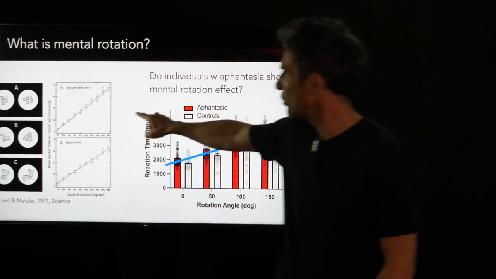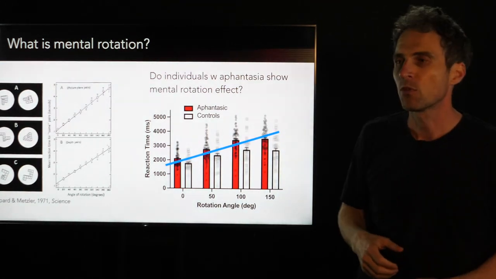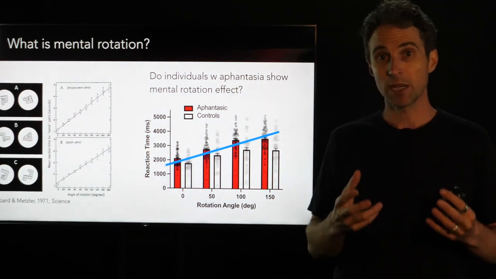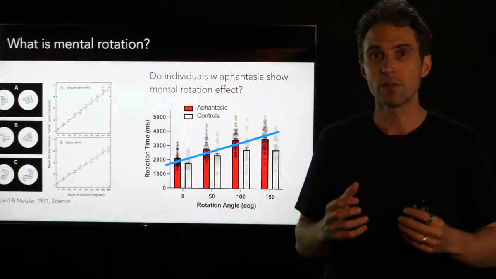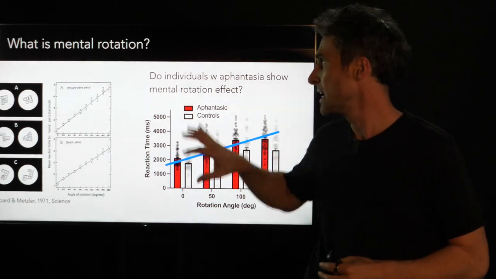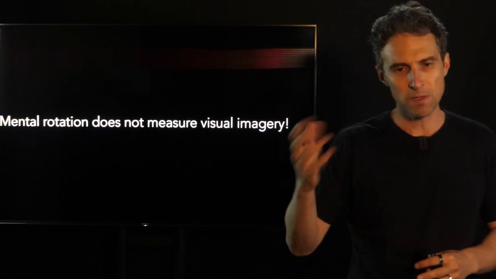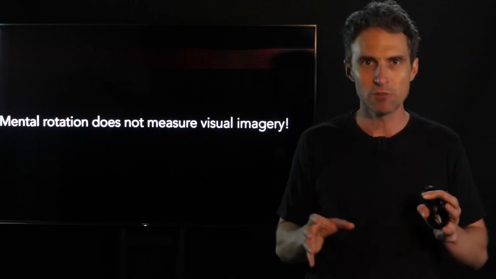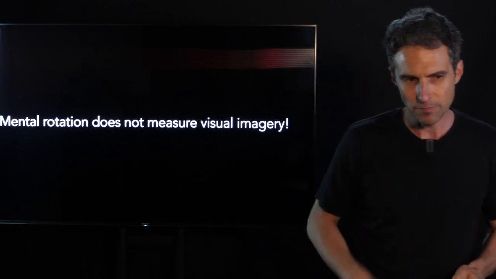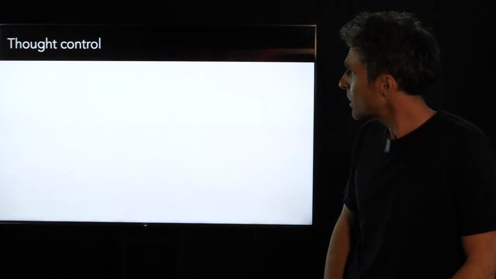You don't need the imagery of the blocks per se, right? The blocks are kind of nothing. It's the spatial transformation. So it seems that even if your object imagery, the ability to create the image of an apple, is not there, your spatial awareness, your spatial coordinate system, is still there, and you can do these mental transformations. So I think we should reclassify what this mental rotation task is, because it's not measuring imagery per se, it's measuring spatial coordinates in space. So we ran another experiment looking at what I'm going to call thought control.